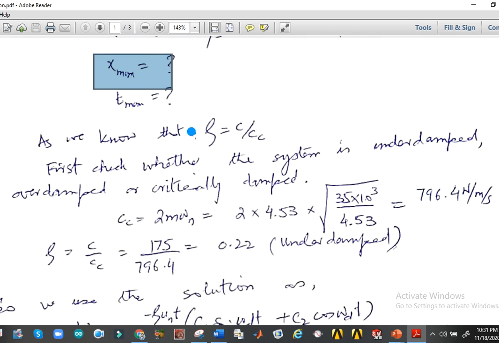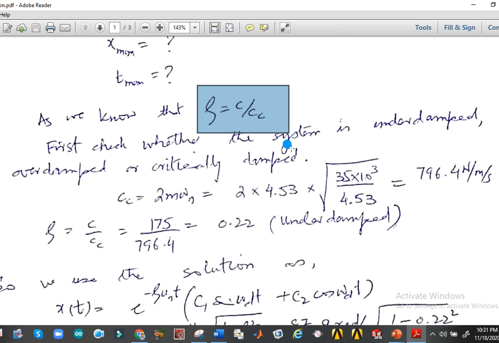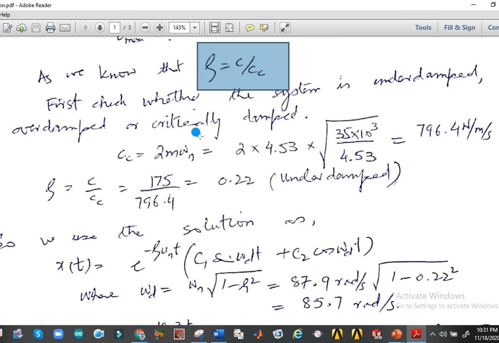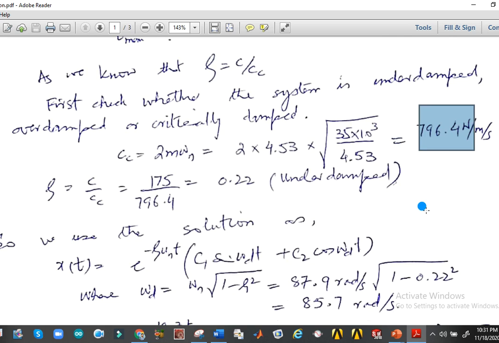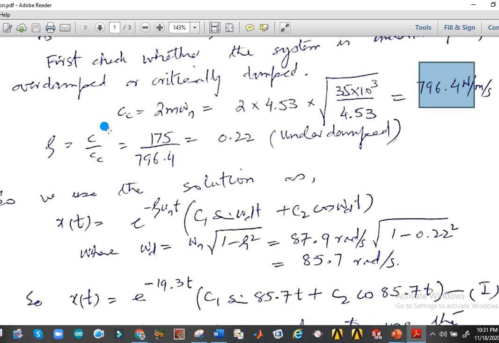First of all we will find zeta equal to C over Cc. We have been given Cc equal to 2m omega n, where omega n is equal to the square root of k over m. All of these things are given. This is your Cc, the critical damping coefficient, that is 796.4 Newton second per meter. Now we have determined the Cc value. The C value is already given, that is 175.